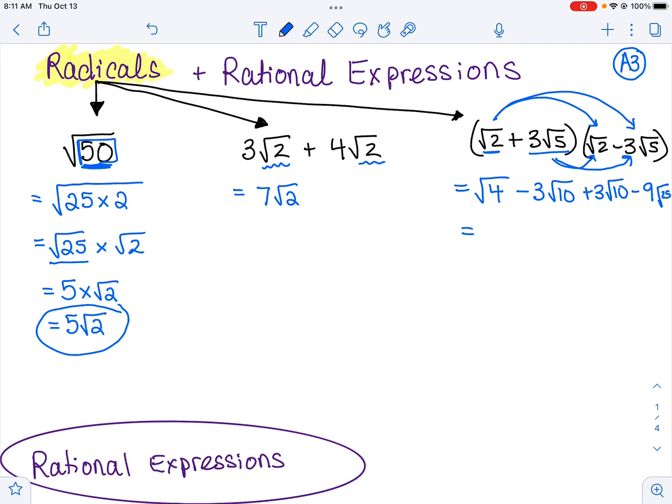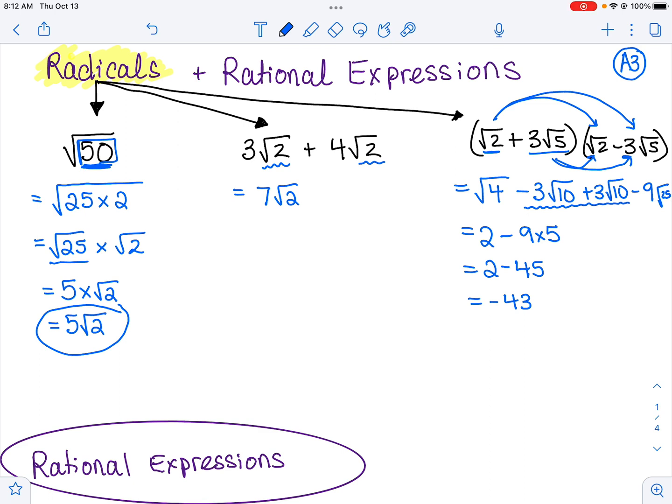So we know the square root of 4 is just 2. We know negative 3 root 10 and positive 3 root 10 are going to just cancel right out, so that's going to be 0. And then 9 root 25 can simplify to 9 times 5, because the square root of 25 is 5. So it would be 2 minus 9 times 5, which is 45. And then 2 minus 45 is negative 43.